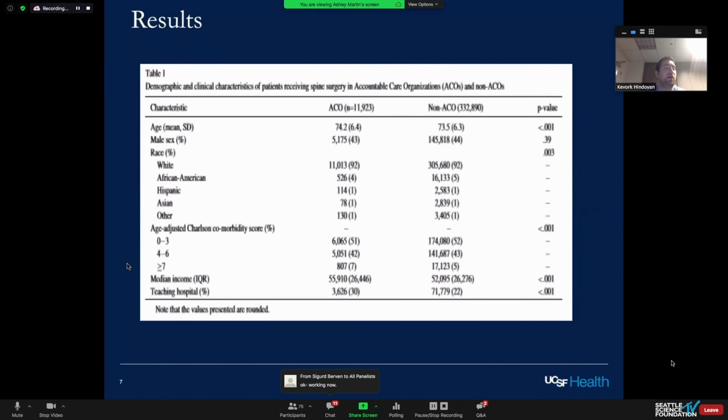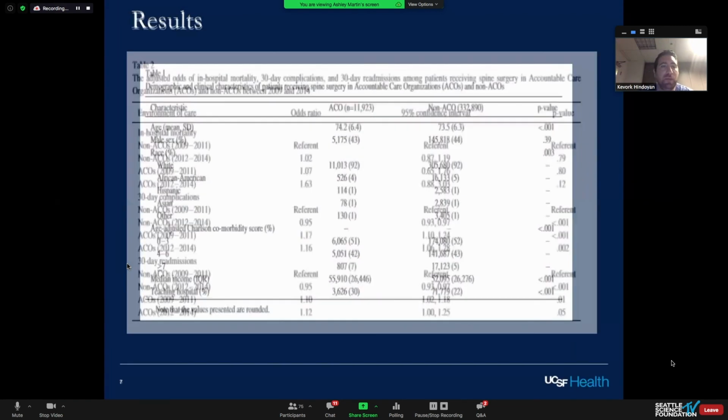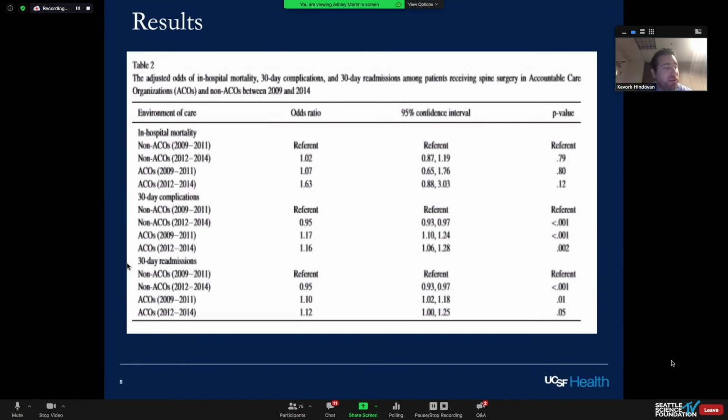So table one basically looked at demographic data between the cohorts, and this was similar between both groups. Then in table two, this looked at the adjusted odds of in-hospital mortality, 30-day complications, and 30-day readmissions in ACOs and non-ACOs between 2009 and 2014. ACOs in 2012 to 2014 demonstrated a 16% increase in the odds of complications versus non-ACOs, which you can see on this line here. However, there was no significant increase in the odds of readmission.